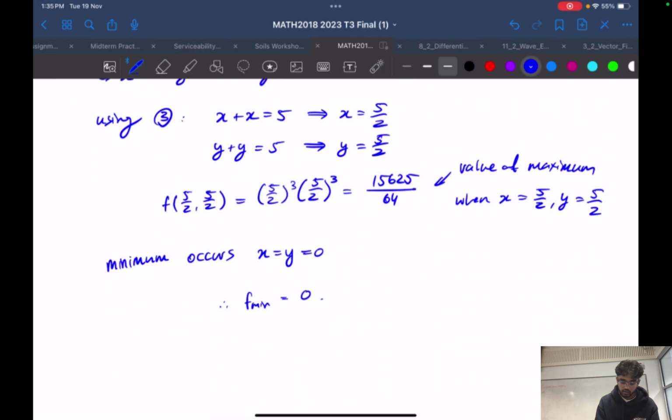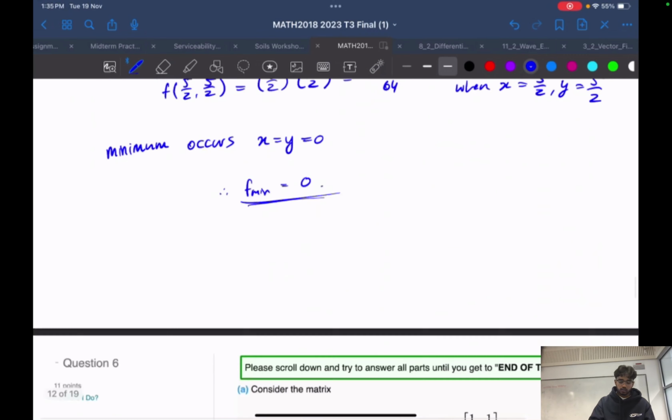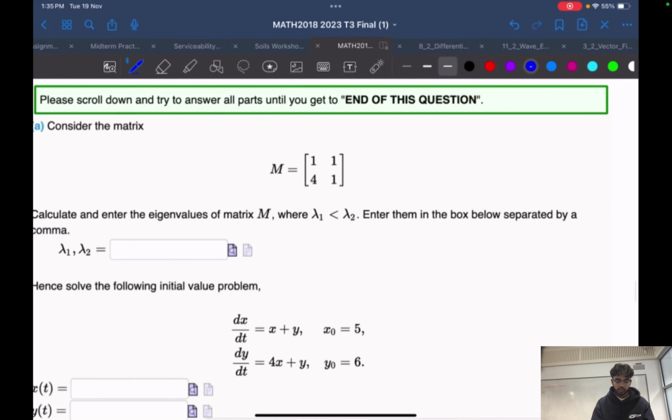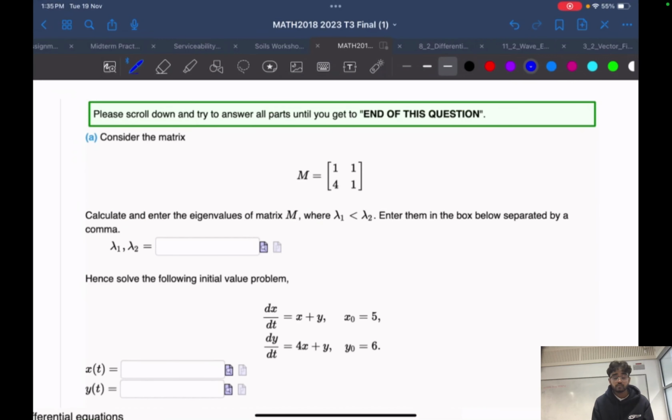Okay, this one, just got to think about it a little bit. Next question. Ah, matrices question. I think this might be the last question that I go through, because I don't have much time. I really want to go through this question as well, but I'll see what I can do. So, consider the matrix M. So 1, 1, 4, 1.